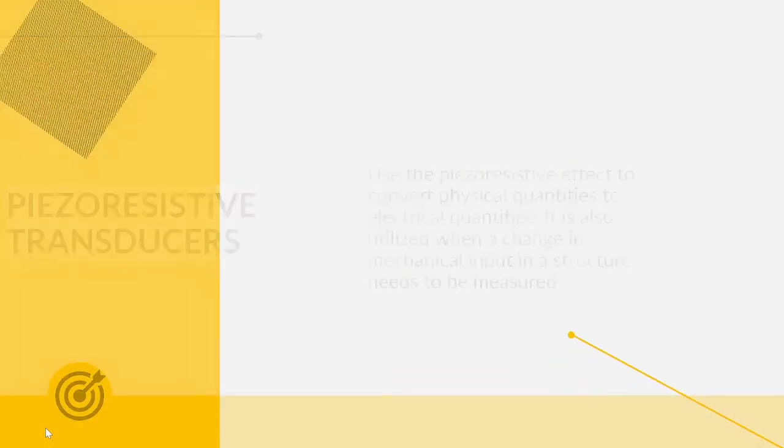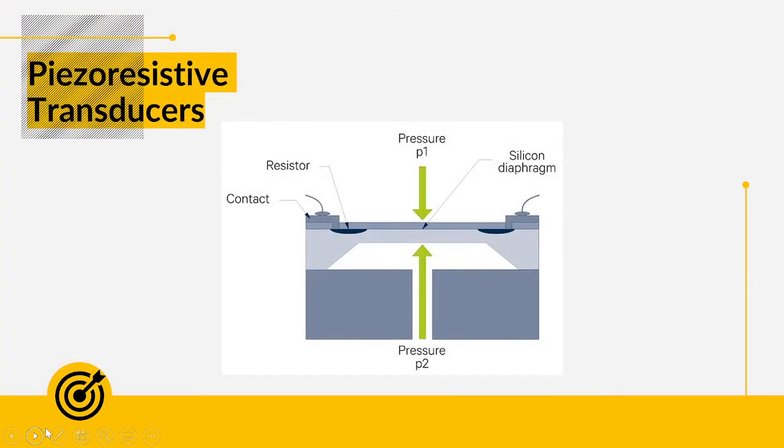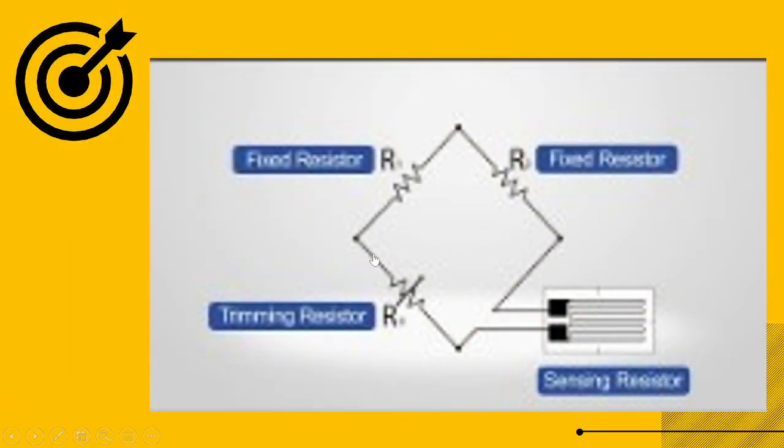So this is the illustration of the piezoresistive transducer. We have here the pressure 1 and the pressure 2, the silicon diaphragm, the resistor, of course, and the contact. To know more about its principle, let's watch this video.